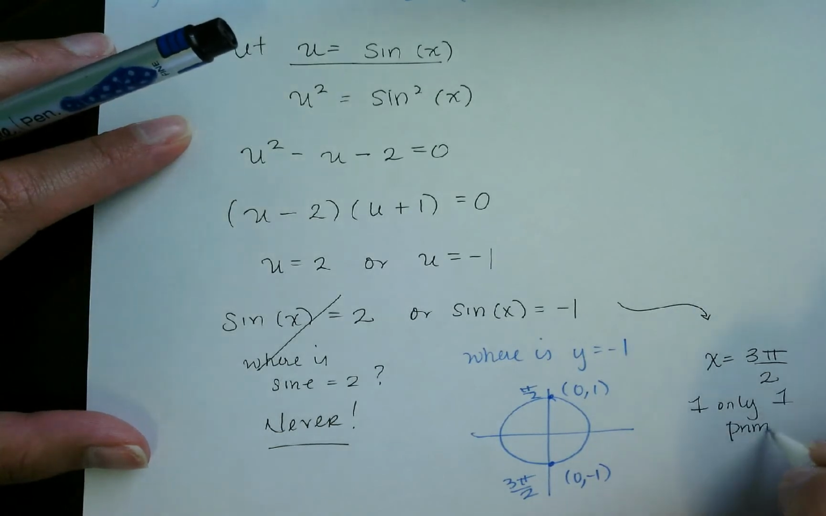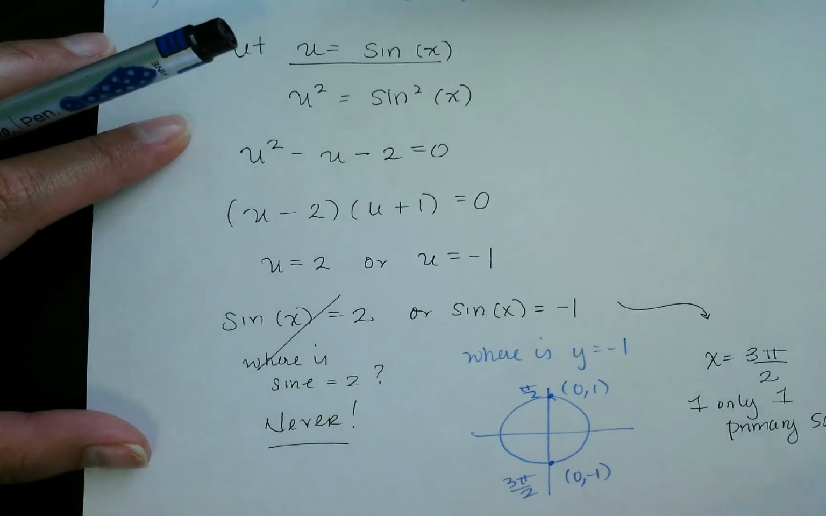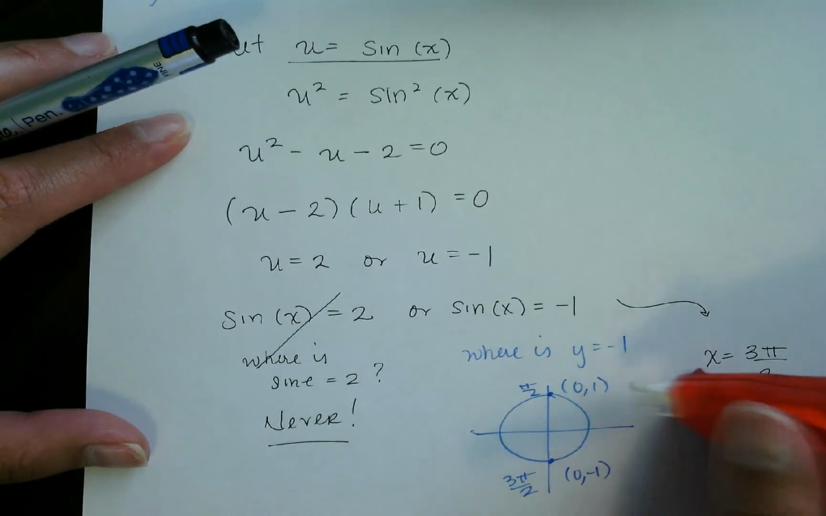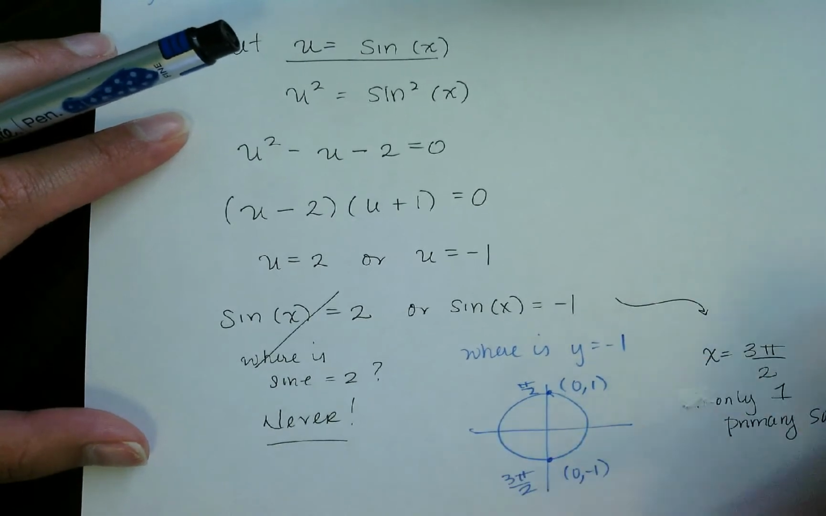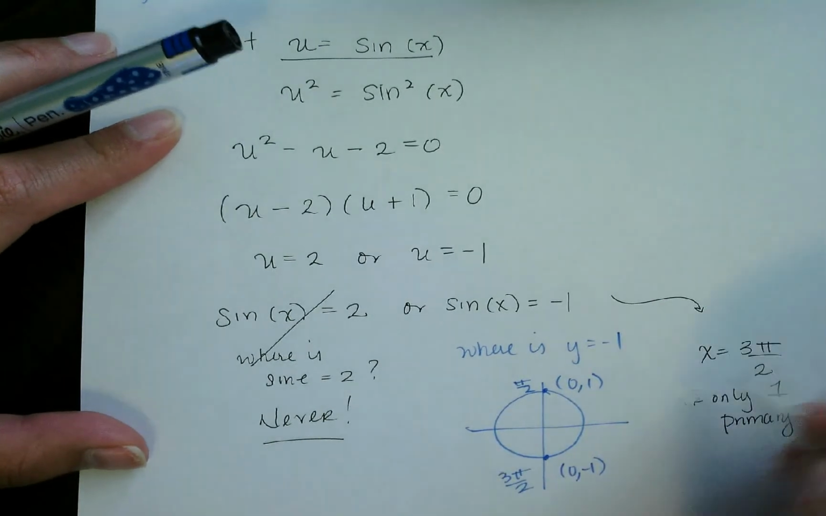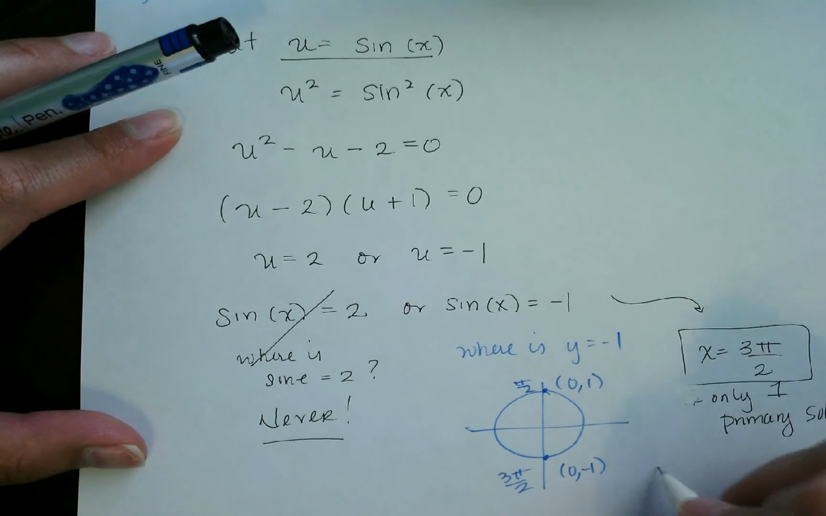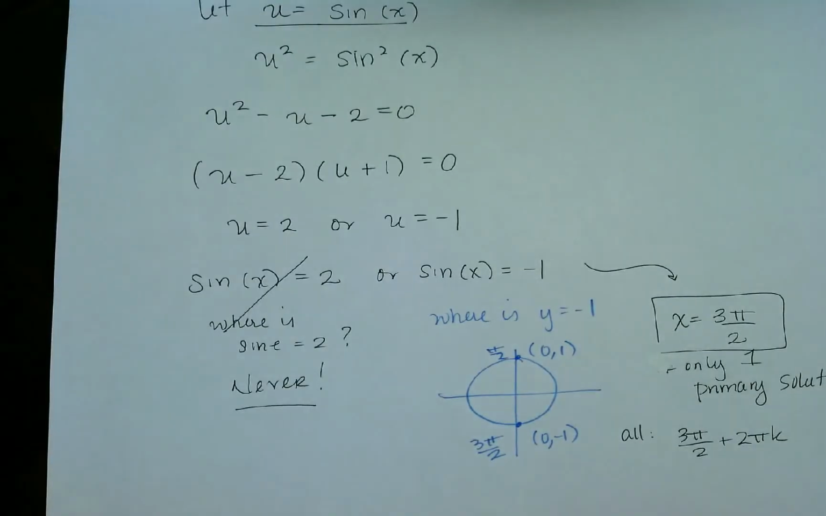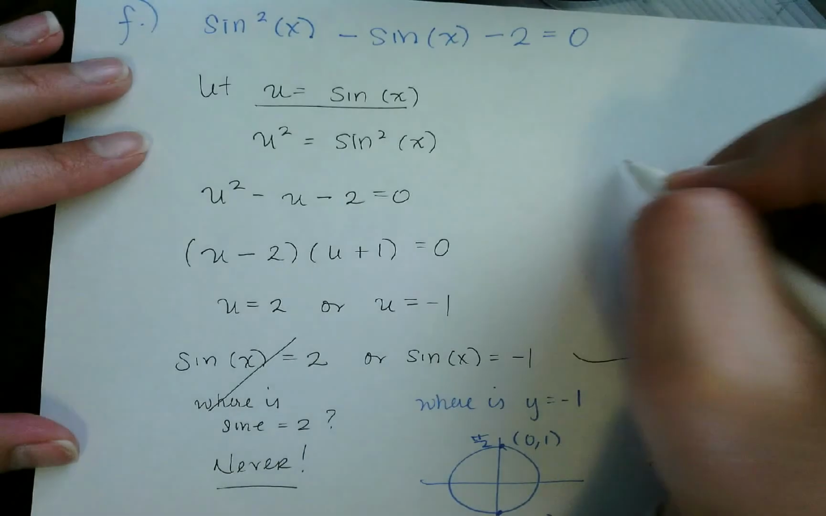And the other equation we broke it down to did not have a solution. If you wanted all solutions, then you would do 3 pi over 2 plus 2 pi k. The directions would be specific. Let me make a little note. If the directions say find all solutions, it means find them all.